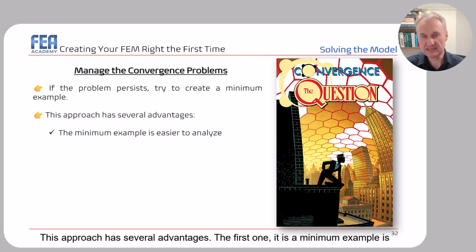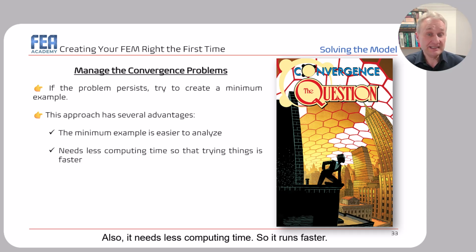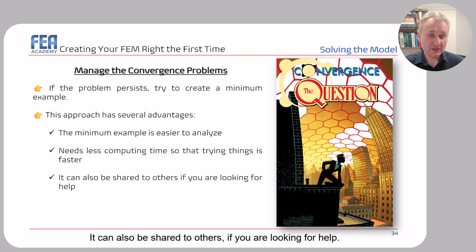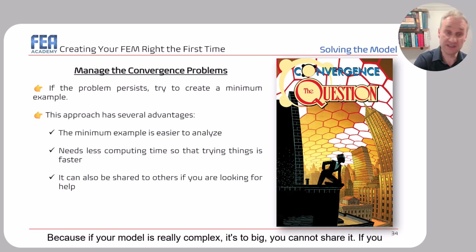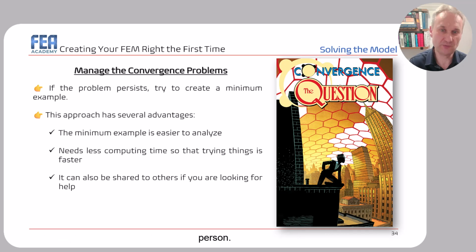This approach has several advantages. The first one, a minimum example is easier to analyze. Also, it needs less computing time, so it runs faster. Okay? It can also be shared with others if you are looking for help. Because if your model is really complex, it's too big, you cannot share it. If you simplify, it is smaller and it's easier to share and to explain the problem to another person.